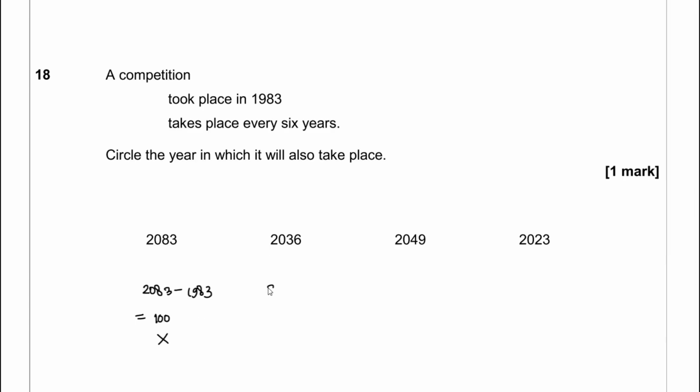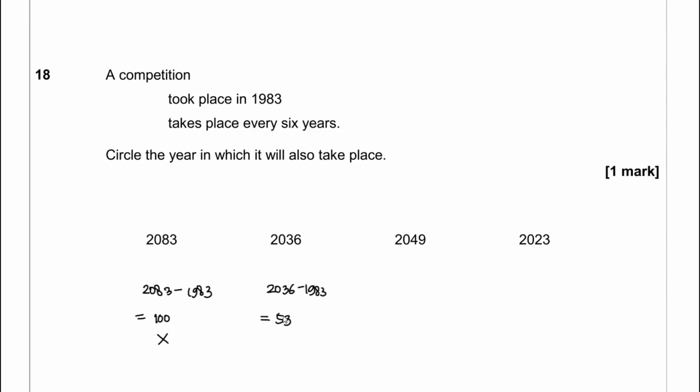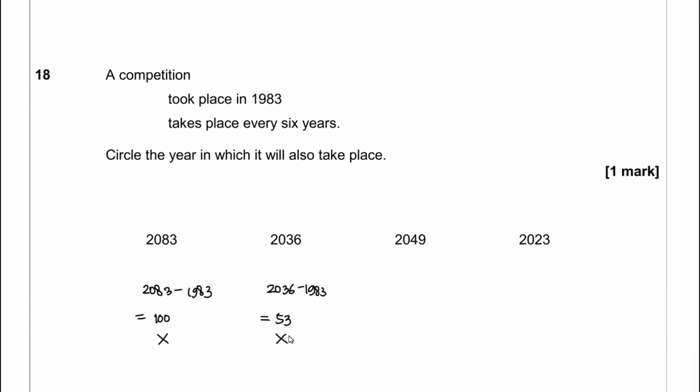What about this one? 2036, take away 1983. Let's check with the calculator. It's 53. Is 53 actually a multiple number of 6? Let's check again. So 53 divided by 6, and it is not. If you remember your timetables, that would be good. You know it's not a multiple number of 6.